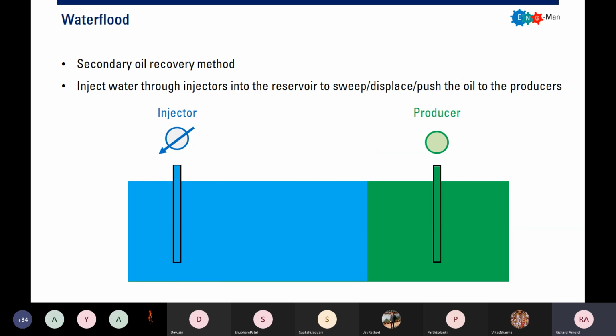Water flood is a secondary oil recovery method. We do this by injecting water through injectors into our reservoir to sweep, to displace, to push the oil into the producers. Right? That's very simple.